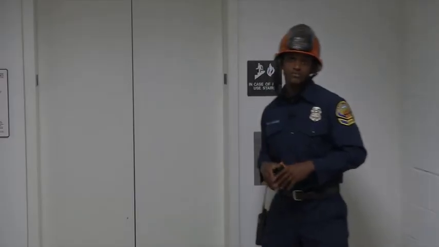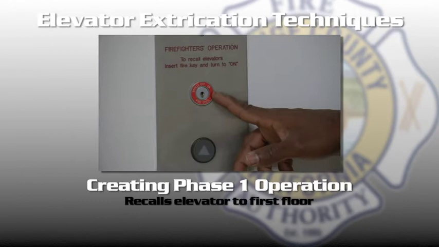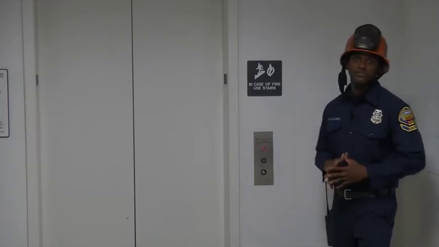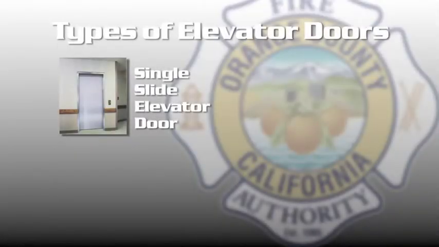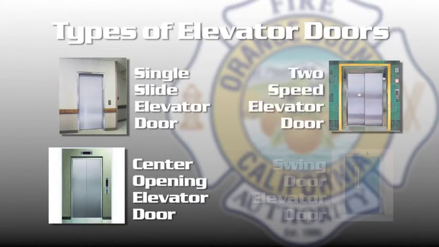There are situations where this won't work. Next, we can start by creating phase 1 operation and having the elevator recall to the first floor. If this doesn't work, then we're going to move over to our picking techniques. There are basically 4 types of elevator doors. There's a single slide elevator door from left to right or right to left. There's a center opening door, a 2-speed elevator door, or a swing door.